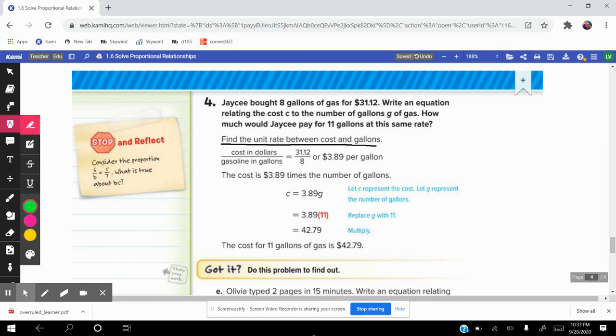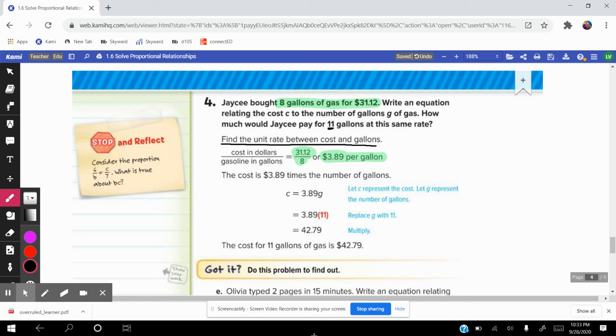Above in the problem, it says 8 gallons of gas for $31.12. So $31.12 divided by 8. You divide those and you get $3.89 per gallon. So the cost is $3.89 times the number of gallons. In this case, we're going to put a G representing the number of gallons. The problem says that we want to know how much for 11 gallons. So $3.89 times 11 gives you $42.79. So the cost of 11 gallons of gas is $42.79.